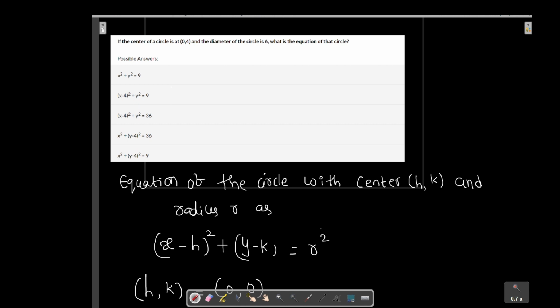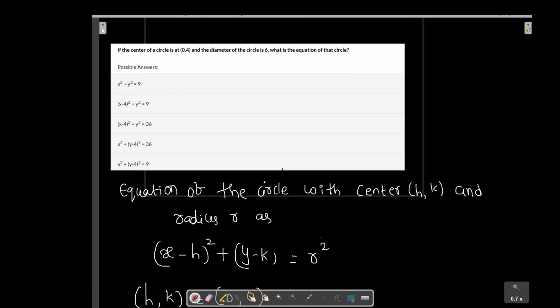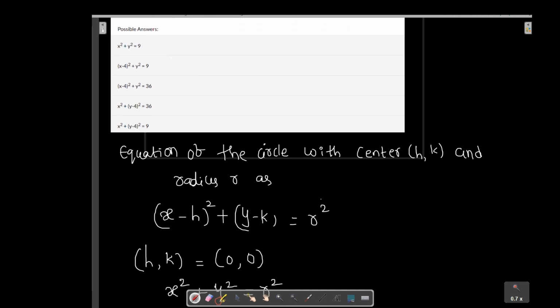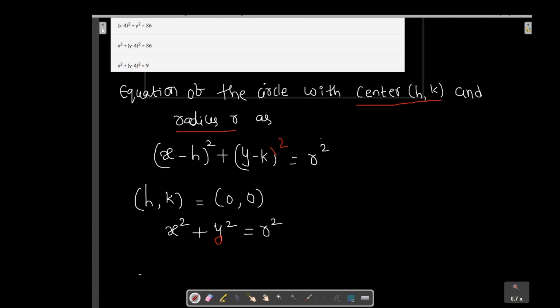If the center of a circle is at 0, 4 and the diameter of the circle is 6, what is the equation of that circle? Here they have given the circle center and the diameter. The basic formula for equation of the circle with center h comma k and radius r is x minus h whole square plus y minus k whole square equals to r square. If the center is origin, we can plug in h comma k equals to 0 comma 0. It will be x square plus y square equals to r square.